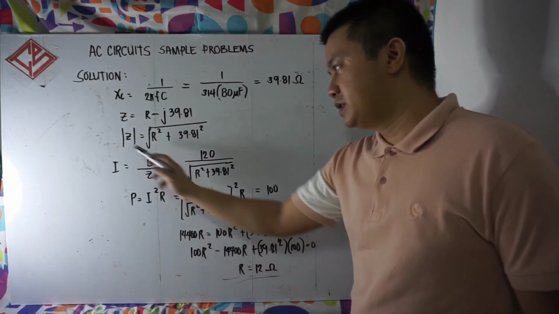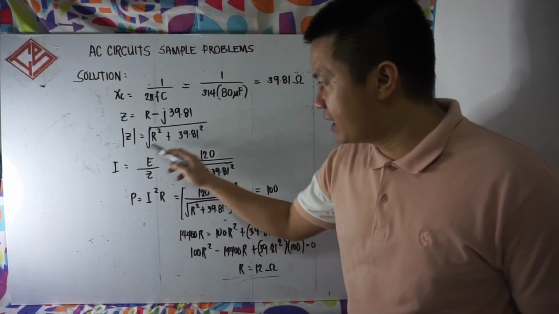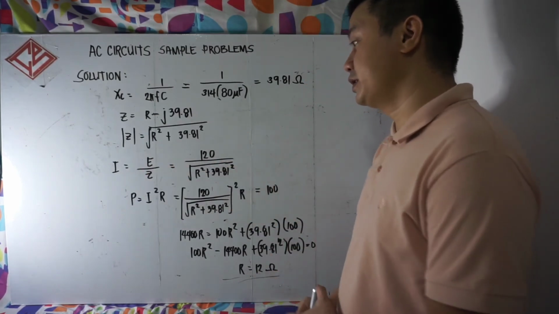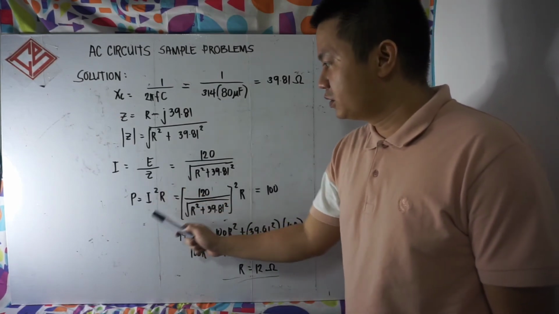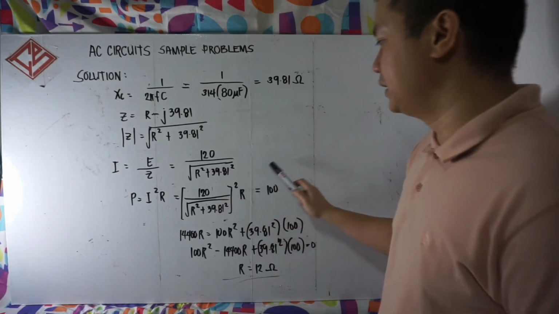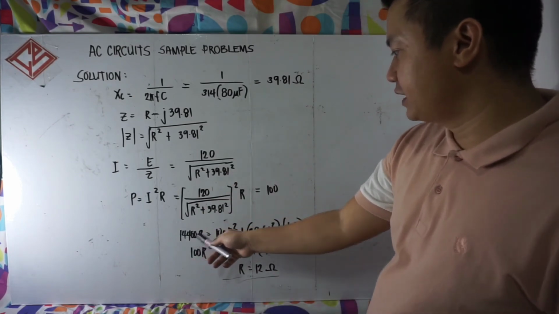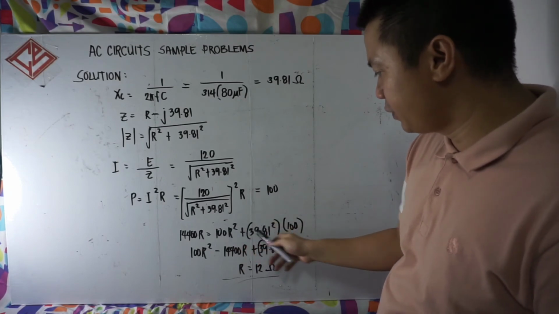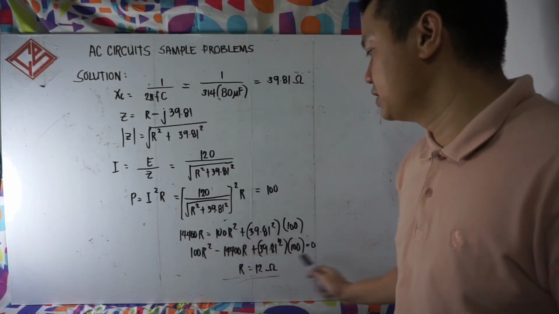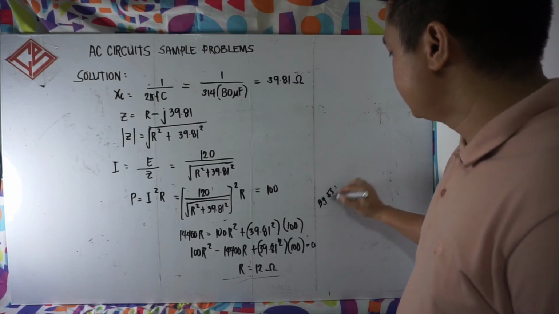So now, we know that the current is equal to the voltage over the impedance. So by magnitude, you will have 120 over the square root of R squared plus 39.81 squared. And we know that the power is equal to I squared times R. So this one is your I squared times R, which will be equal to 100. So when you manipulate, you will get 14,400 R equals 100 times R squared plus 39.81 squared. So you will have this quadratic equation. So by your calculator, that is again mode 5.3.